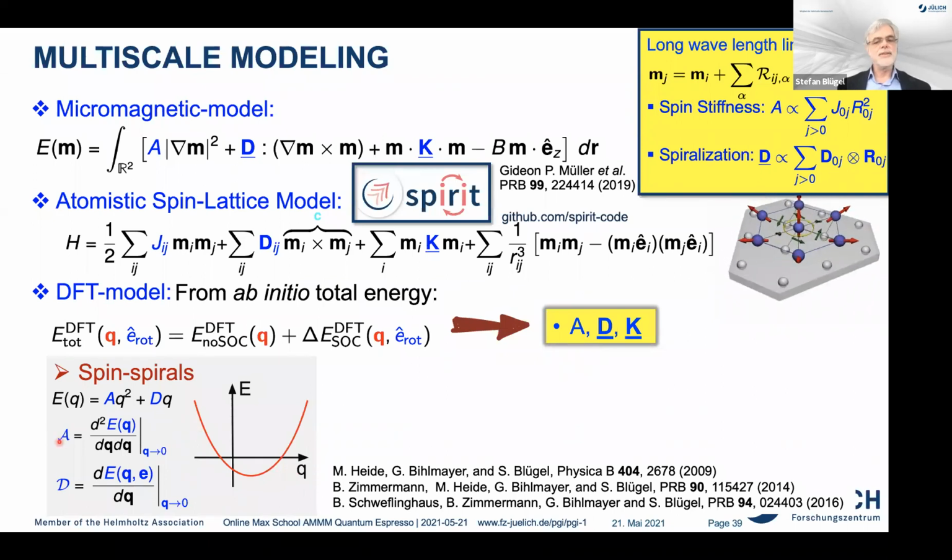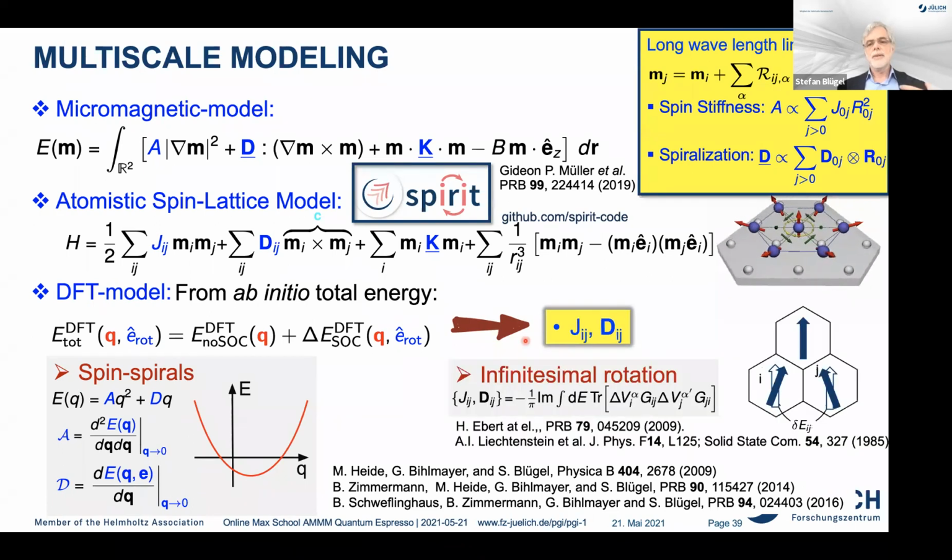And then you can basically calculate the spin stiffness, which is this A, and you calculate the derivative of the energy with respect to Q, gives you this Dzyaloshinskii-Moriya strength, which we call here the spiralization. And you can calculate the magnetic anisotropy, and you will learn how to do that next week. And then you can, for example, calculate these parameters, or you can do a principle called infinitesimal rotations.